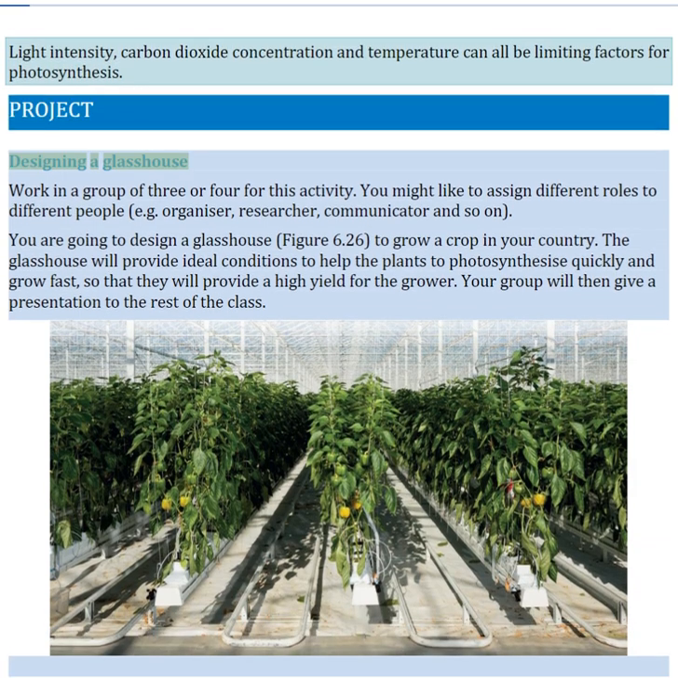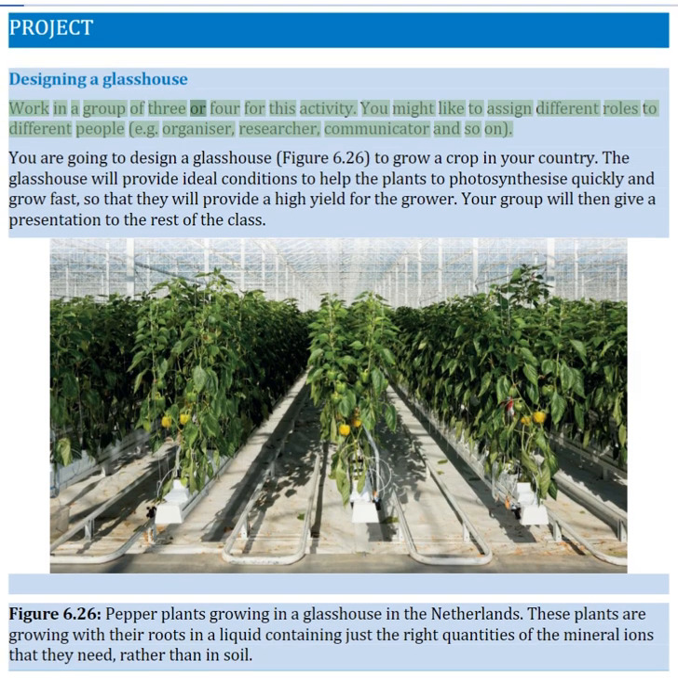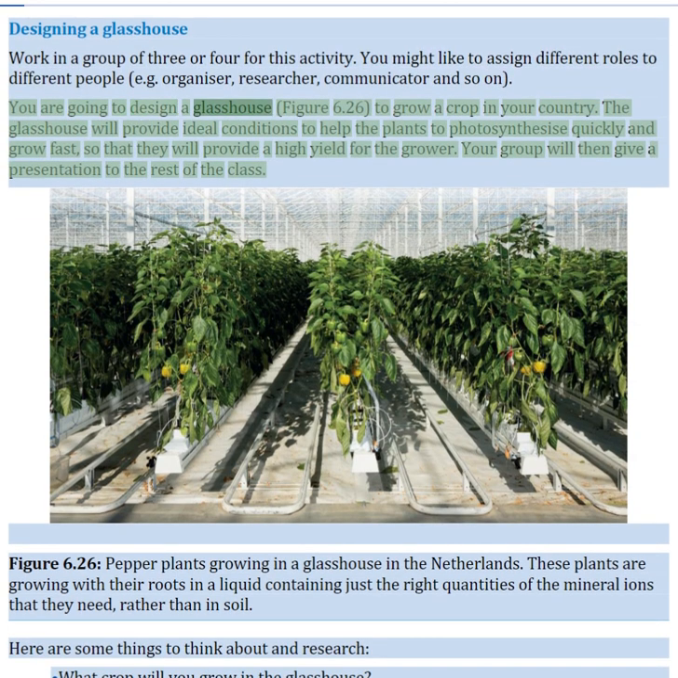Project: Designing a glass house. Work in a group of 3 or 4 for this activity. You might like to assign different roles to different people. You are going to design a glass house to grow a crop in your country. The glasshouse will provide ideal conditions to help the plants to photosynthesize quickly and grow fast, so that they will provide a high yield for the grower. Your group will then give a presentation to the rest of the class.